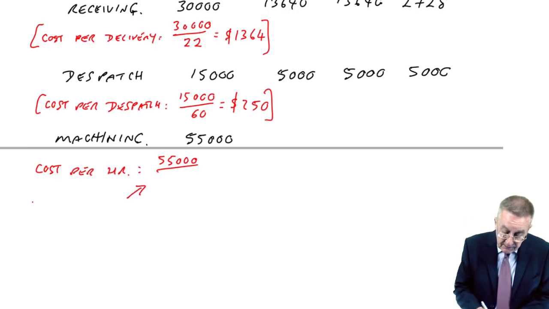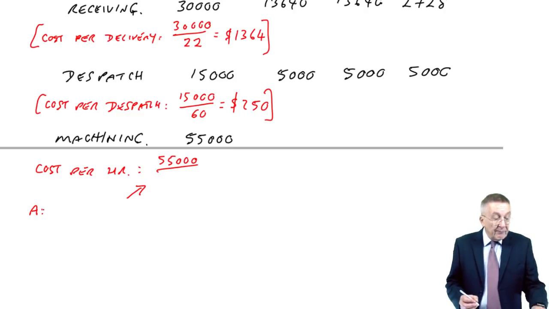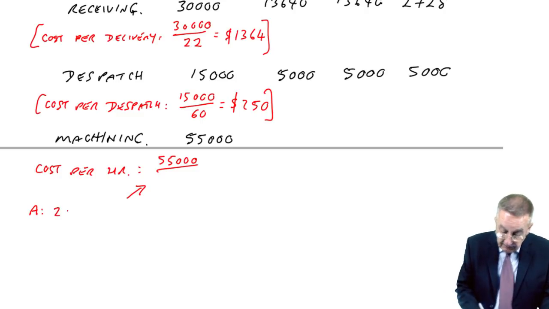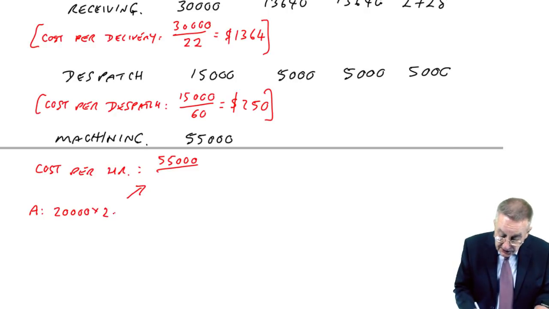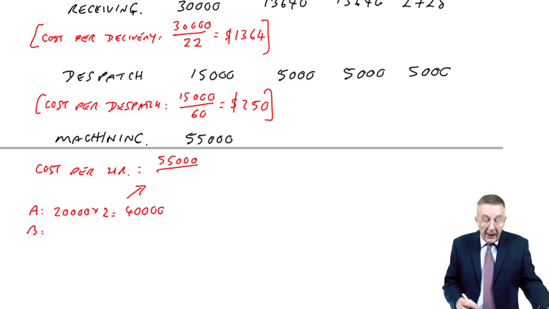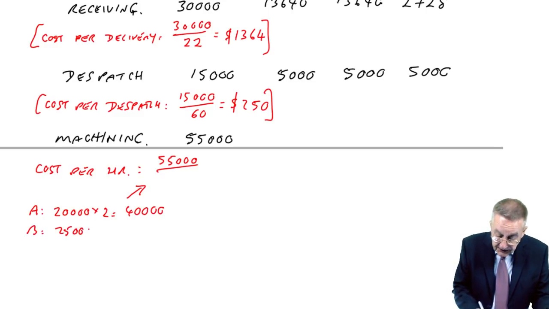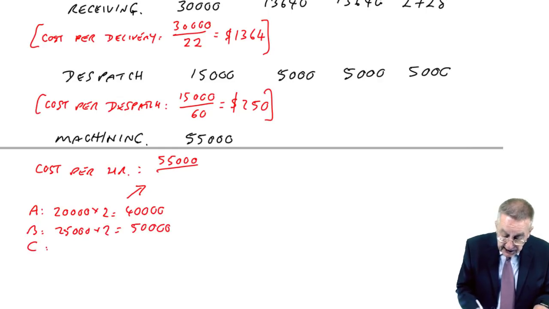As workings, A, we're doing 20,000 units. And how many machine hours? 2 hours per unit, so total 40,000. B, we're making 25,000 units, and again, machine hours 2 per unit is 50,000. And C, 2,000 units, 2 again, which is 4,000.